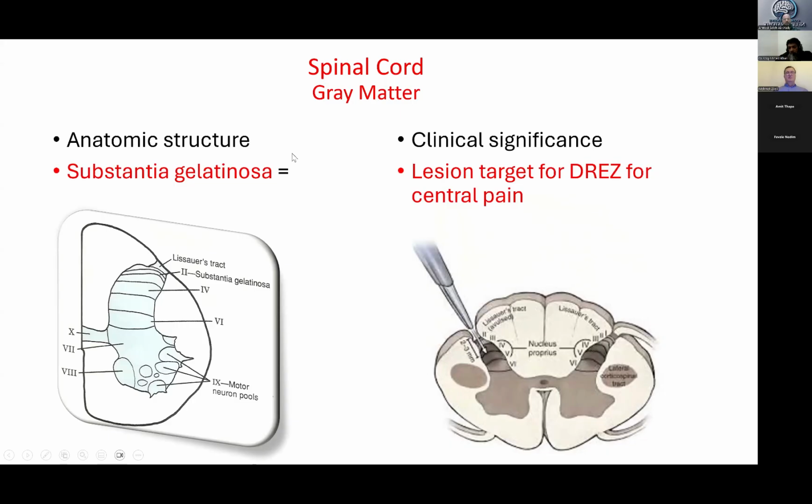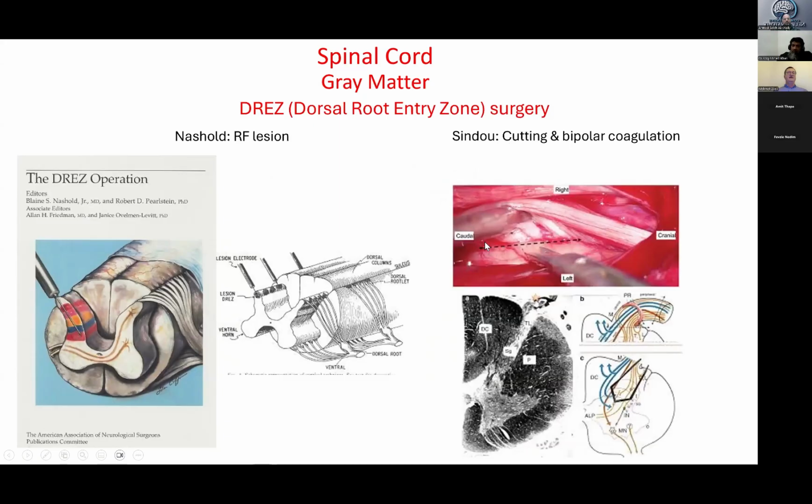So what is the importance of the gray matter? One of them is the substantia gelatinosa, the second layer, as I mentioned before. Making a lesion in that region is the so-called dorsal root entry zone lesion, DREZ surgery. This is done for central pain, mostly deafferentation pain. And there are two different techniques to do that.